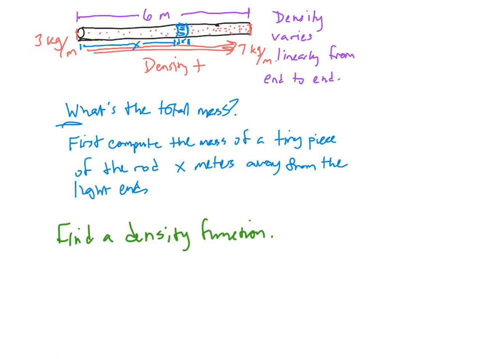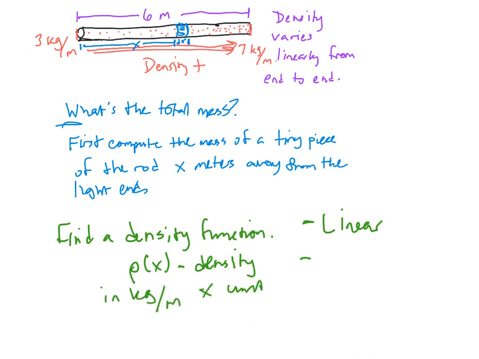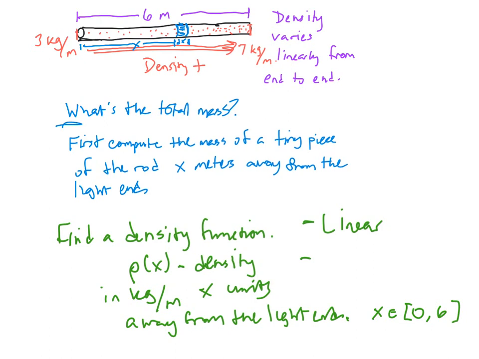Well, what do we know? We know it's linear because that was given in the problem statement. We know that that density function, oh, by the way, I'm going to call this rho of x. So that's going to be the density in kilograms per meter, x units away from the light end. And so x is going to run from 0 to 6. I don't know if I've left myself enough room for all the info I got here, but that's what that density function is going to be.